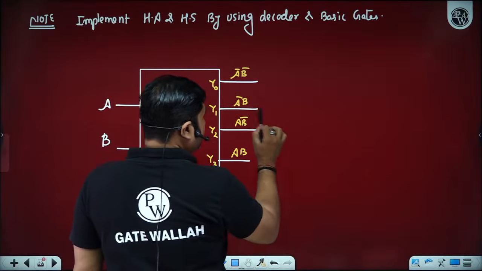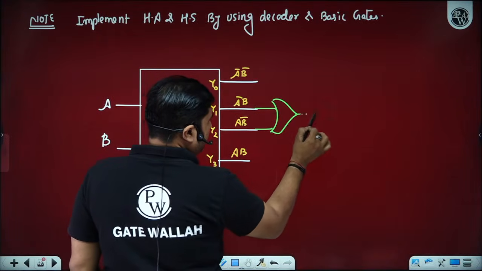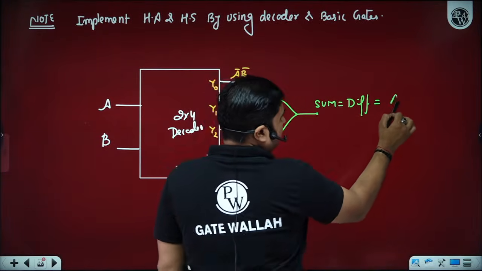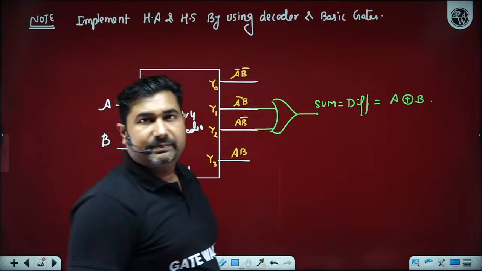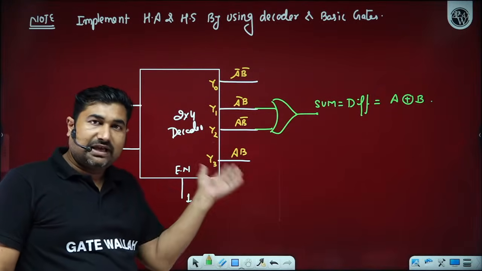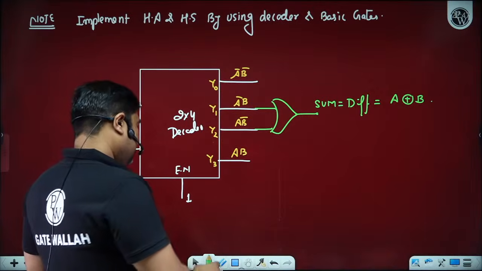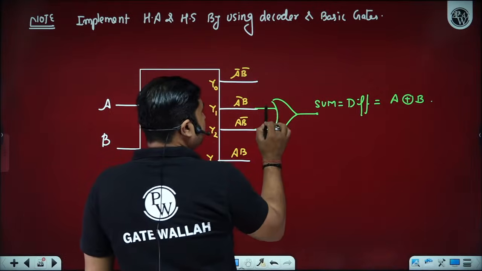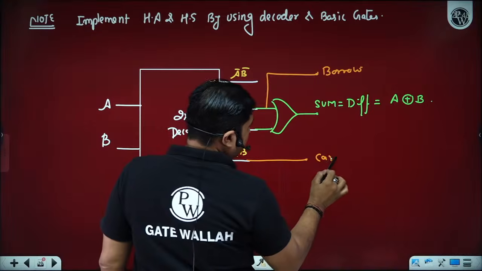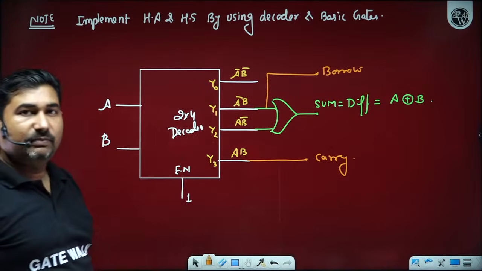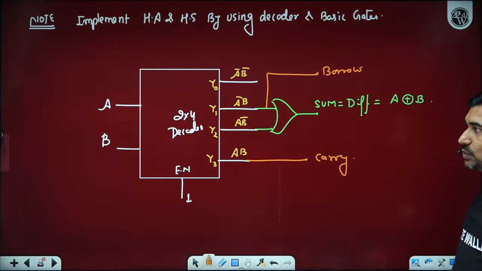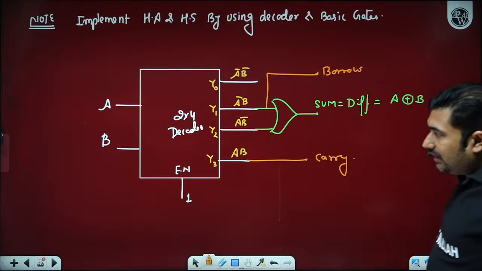So if I am going to use one OR gate, then the sum or difference of the half adder, that is A XOR B, gets implemented. So this circuit is much faster compared to using one XOR gate, because here we have only AND gates and an OR gate. Yes, sir. And also it's a single circuit. So we can have this as a borrow and this as a carry. So here we can implement the single circuit for implementing half adder and half subtractor. It can be implemented by using one 2 cross 4 decoder and one OR gate.